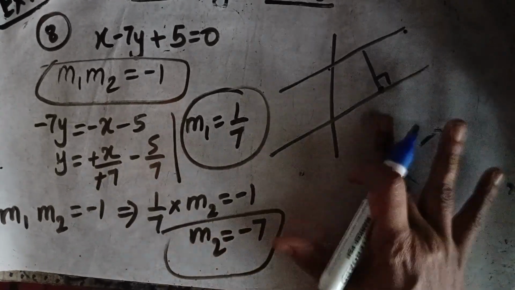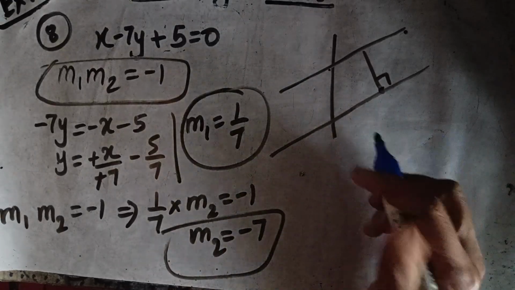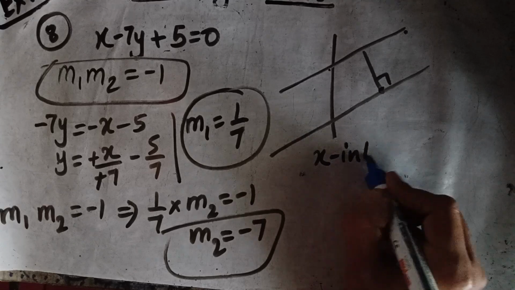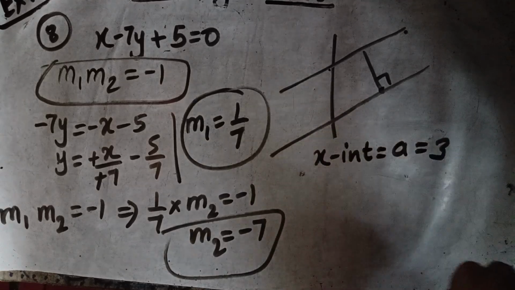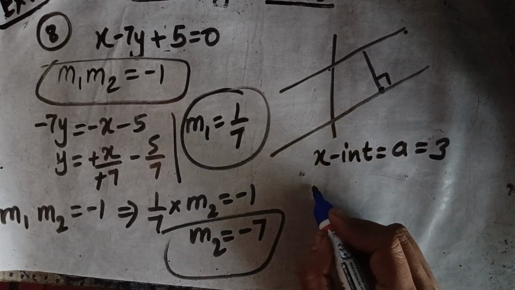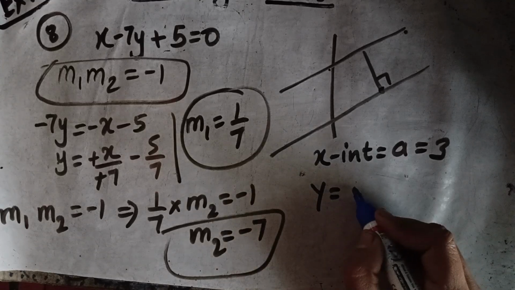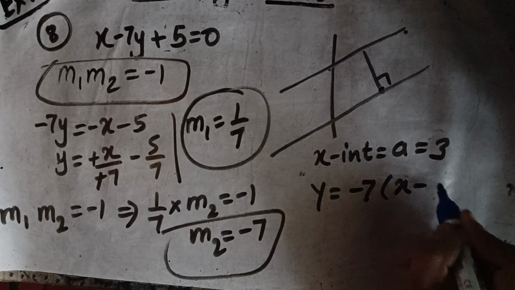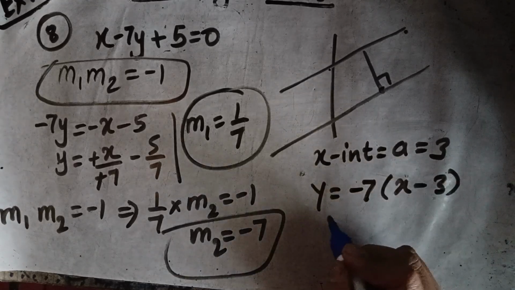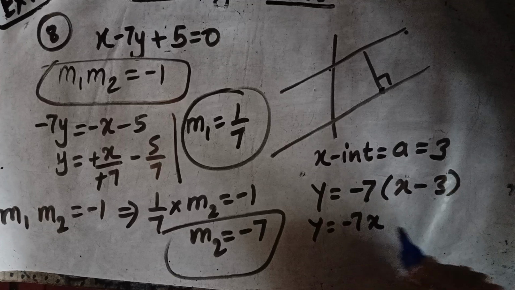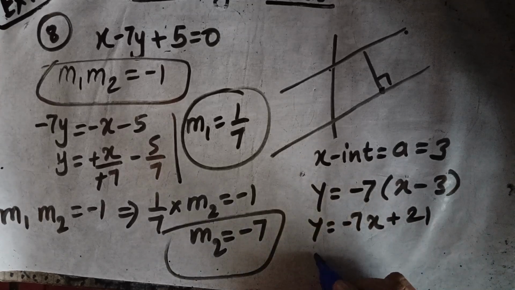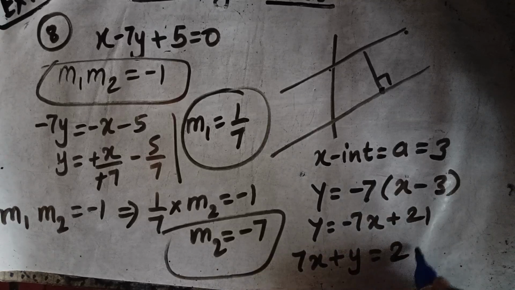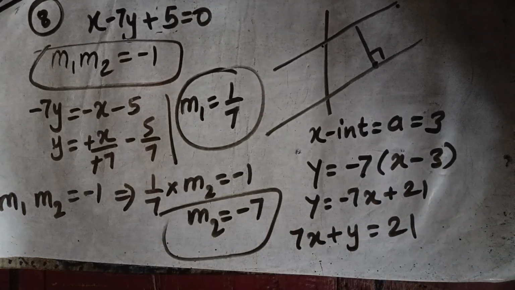Okay. Now use that x-intercept. We can write this x-intercept, I write it as a, 3. Okay. So y is equal to m into x minus a. So this is the equation.